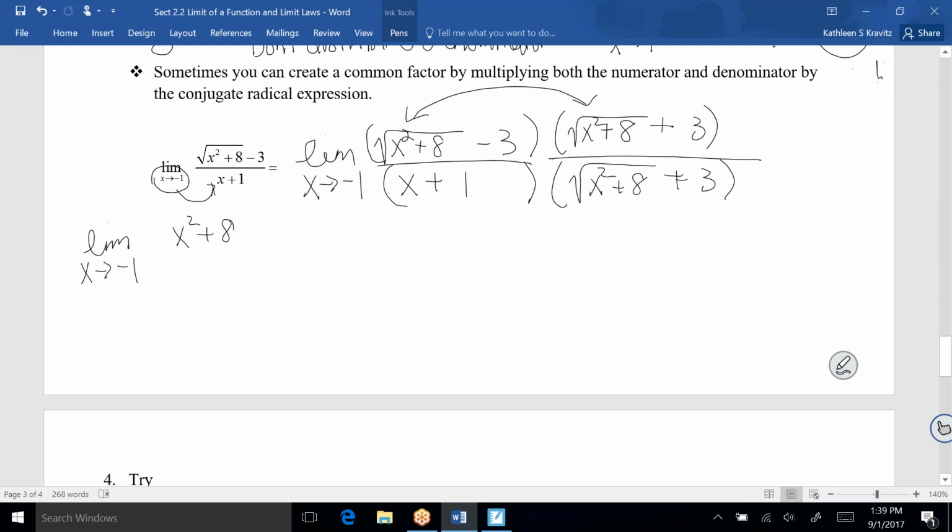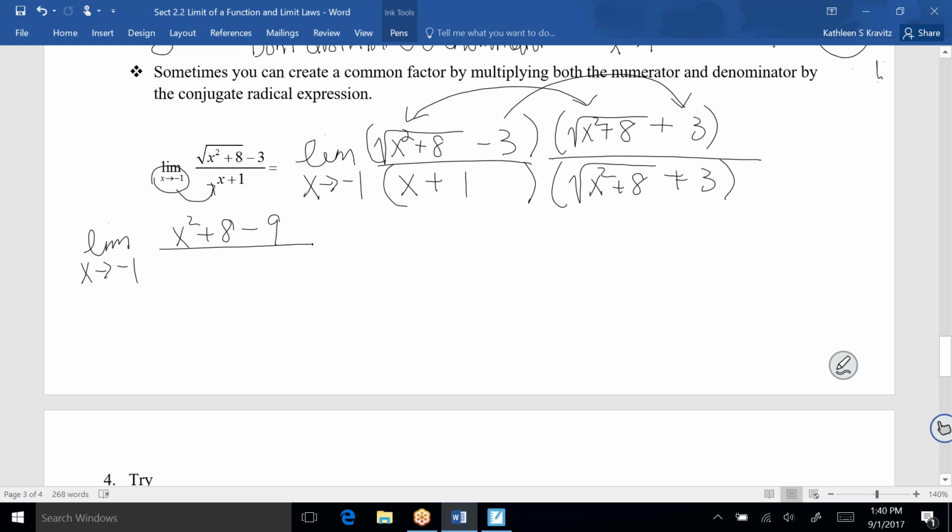Okay. And the middle terms are going to cancel because we have minus 3 times the square root of x squared plus 8 plus 3 times the square root of x squared plus 8. So the inside terms and the outside terms are going to cancel. And then we're going to multiply the last terms, minus 3 times plus 3, and get minus 9 in the numerator after we FOIL.